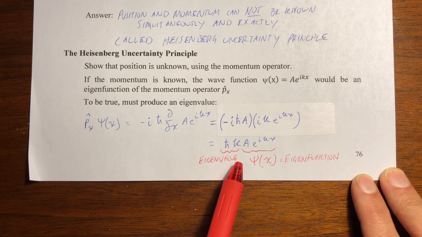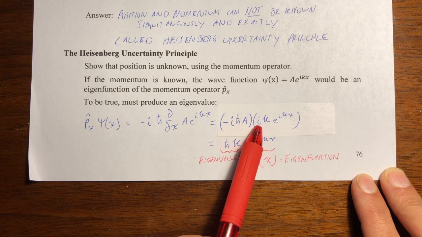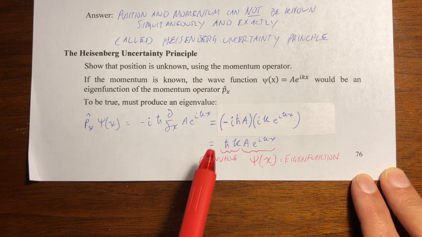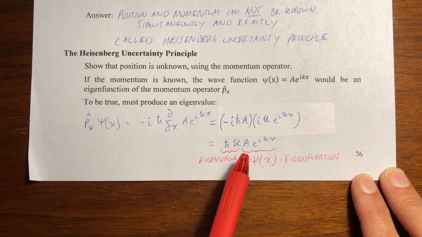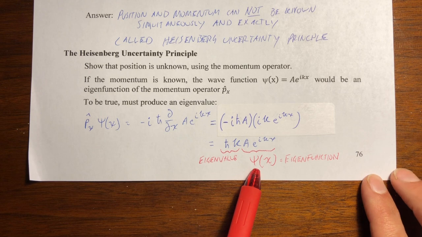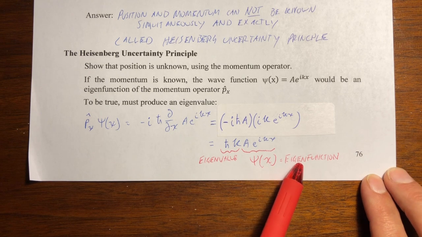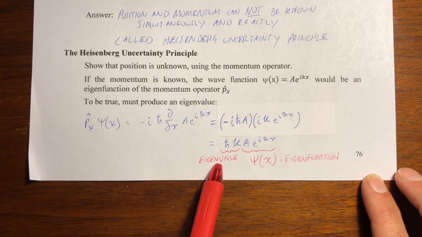Now, when we bring all of our constants together out front, negative i times i is negative i squared, which is equal to 1. And so what we're left with is h bar times k times a times e raised to the ikx. Now, a times e raised to the ikx is our wave function, psi of x. And so this is our eigenfunction. We get it back, which means that we have h bar times k as our eigenvalue.